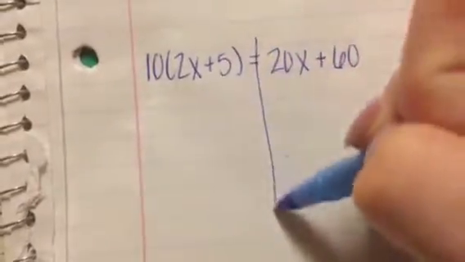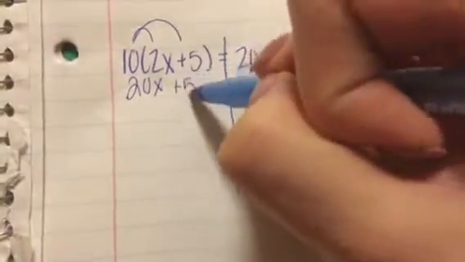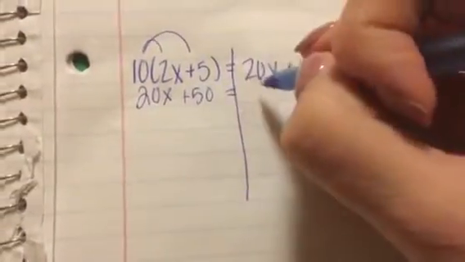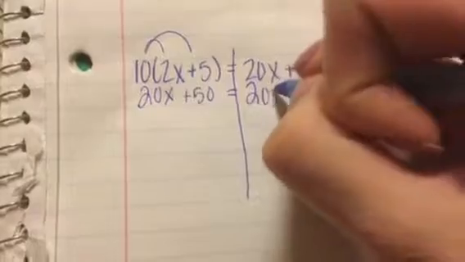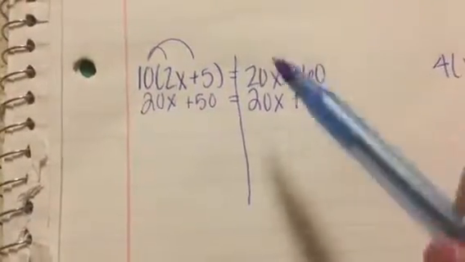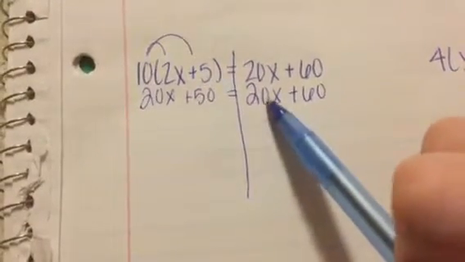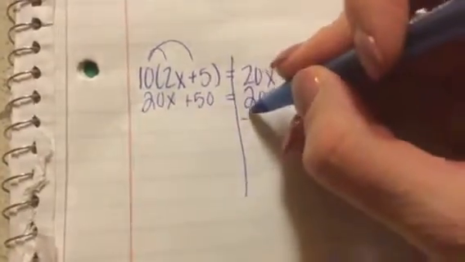Here I have x's on both sides. And in order to do this, I'm going to multiply my 10 by my 2 and get 20x. I then take 10 times 5 and get a 50. I drop down what I have on my right side, which is 20x plus 60. Now I recognize I have those x's on two different sides. I always like to bring my right x over to my left x. So in order to do that, I do the opposite, which is minus 20x.